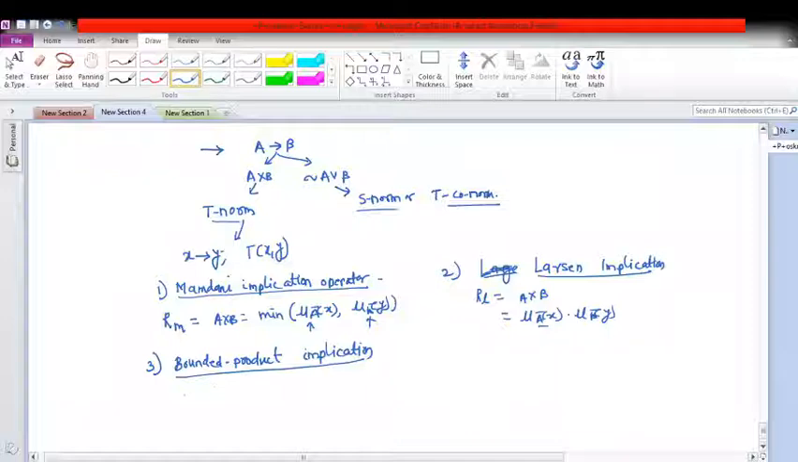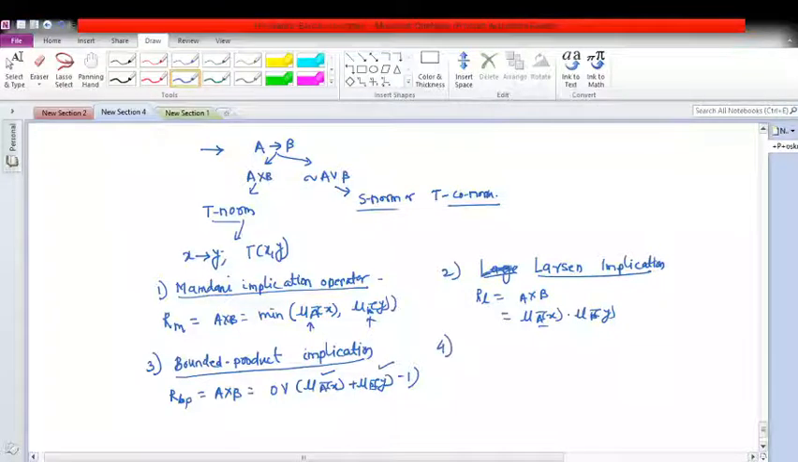And in that let me write BP as a bounded product, and this can be implemented as the ORing between 0 with mu A bar of X plus mu B bar of Y minus 1. Okay, so you have mu A bar of X, mu B bar of Y, add it, subtract 1 and OR with 0. Okay, so select maximum. Okay, that's the bounded product implication.